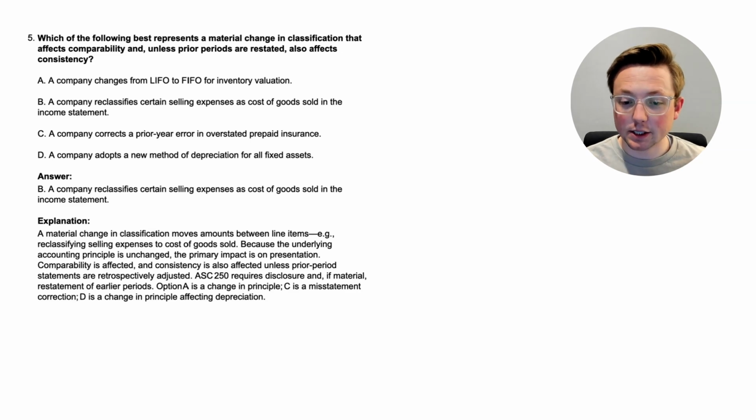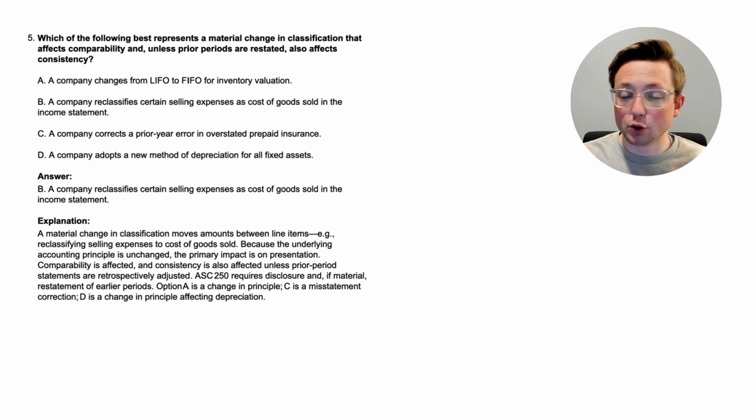Option A is a change in principle, C is a misstatement correction, and D is a change in principle affecting depreciation. So again, a material change in classification will most likely affect comparability, and it could affect consistency unless the prior period statements are retrospectively adjusted. So we learned a lot about comparability and consistency and some of the factors that would affect those in the financial statements in this video.